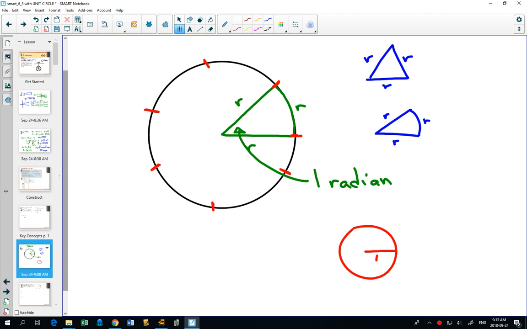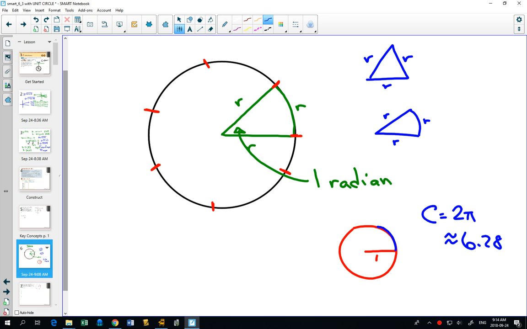If the radius is 1, okay, what's the distance all the way around? Two pi. If the radius is 1, the distance all the way around would be 2 pi. What is that approximately as a number? 6.28.